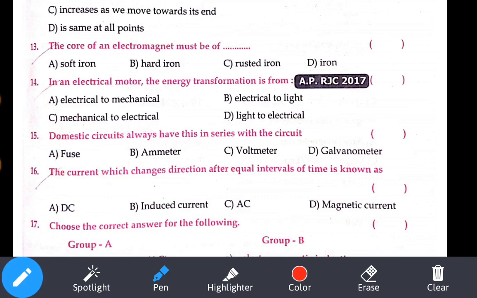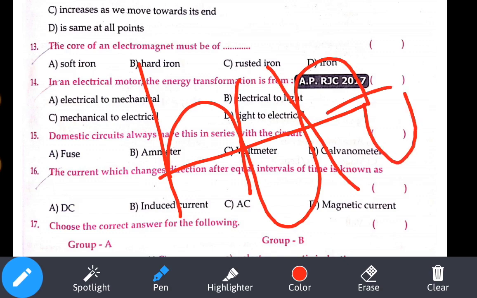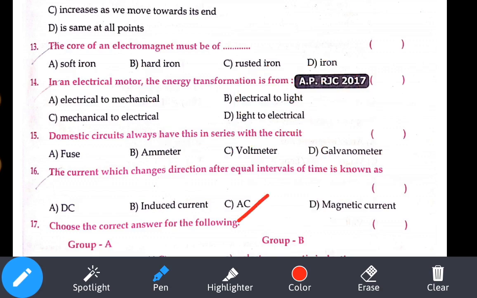Option A: the current that changes direction after equal intervals of time. What is that current? If you take an AC current, there will be a positive half cycle and a negative half cycle. Here we can observe that it changes at equal intervals of time: positive, negative, positive, negative. So that is our AC. What about DC, sir? DC is nothing but a constant current. Okay, AC is our answer.